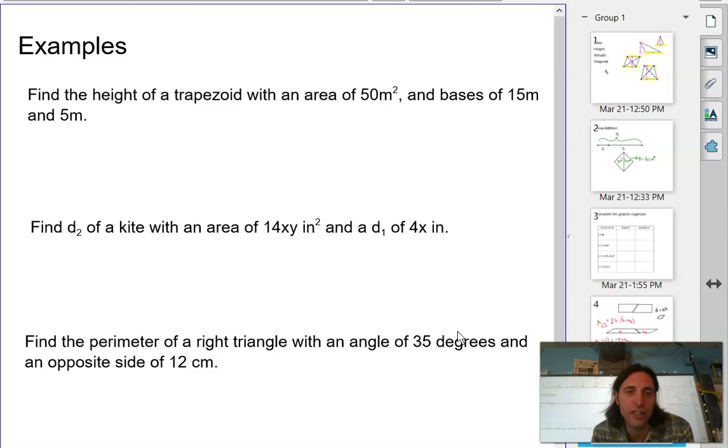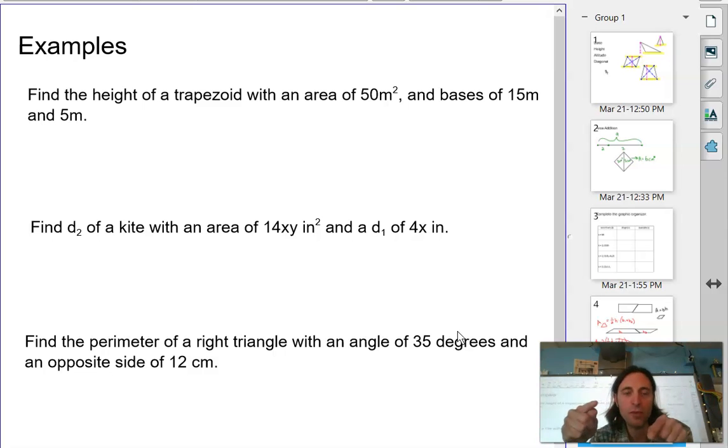In this part of it, I just want to go through some specific examples that should help you in trying to navigate the world and answer these problem questions. The first one says, find the height of a trapezoid with an area of 50 square meters and bases of 15 meters and 5 meters. You'll notice in this problem, it's no longer as simple as plug in these numbers, multiply them together to get the area or the volume. Now you have to really think about what you're being asked to do.